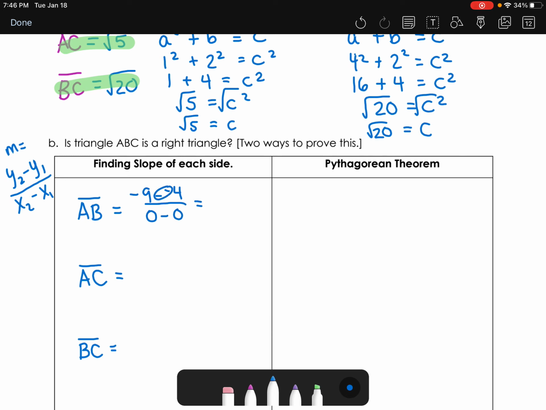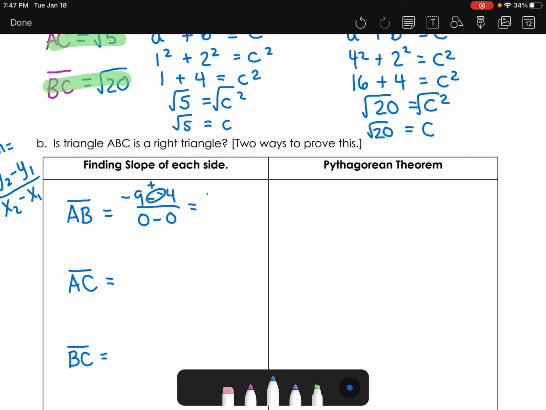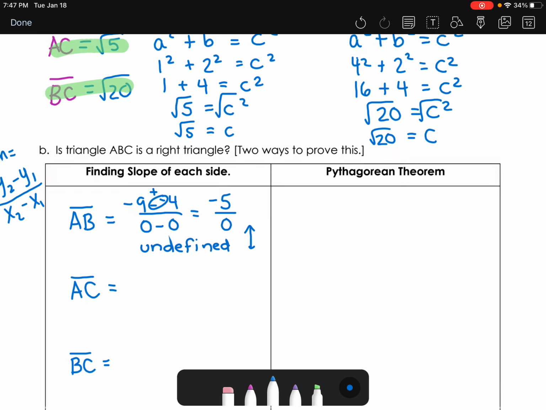Okay, those two negatives, what do they make? A positive. That's going to be -5, and that's going to be 0. If you put that in your calculator, you're going to get that this slope is undefined. And it makes sense because it was a vertical line. AB went up and down straight. So anytime you have a line that goes up and down, slope's going to be undefined. All right, let's see if we get anything else.